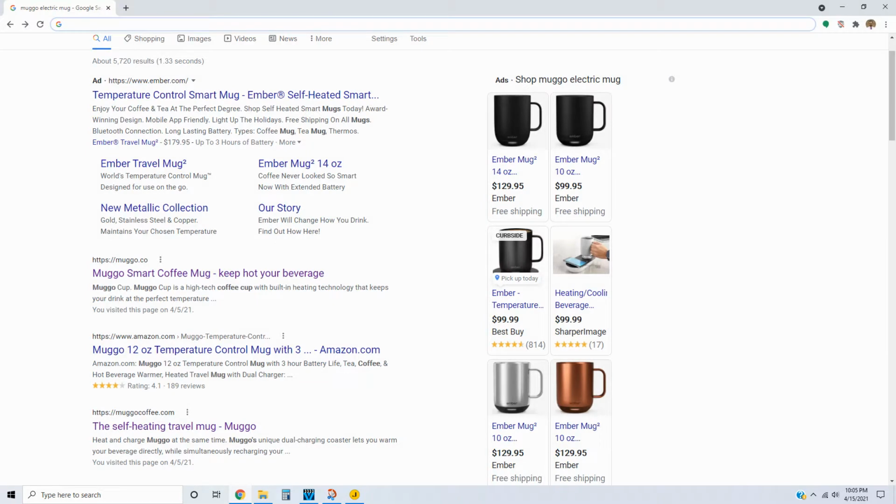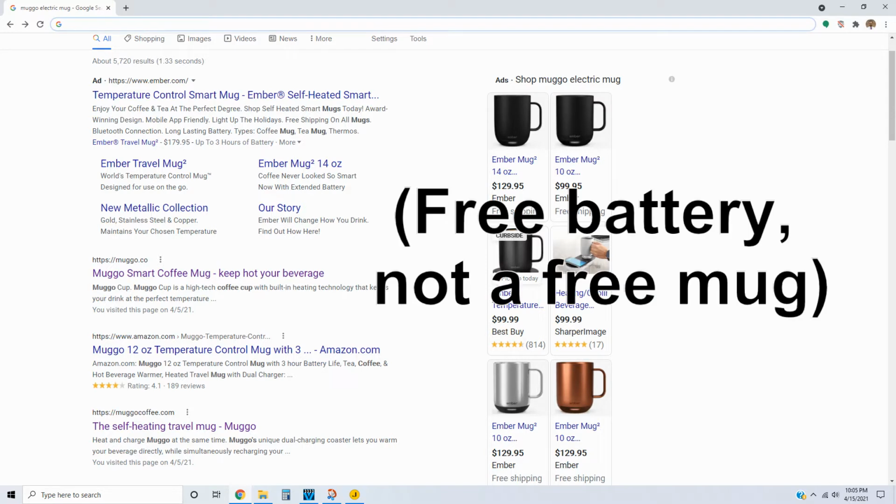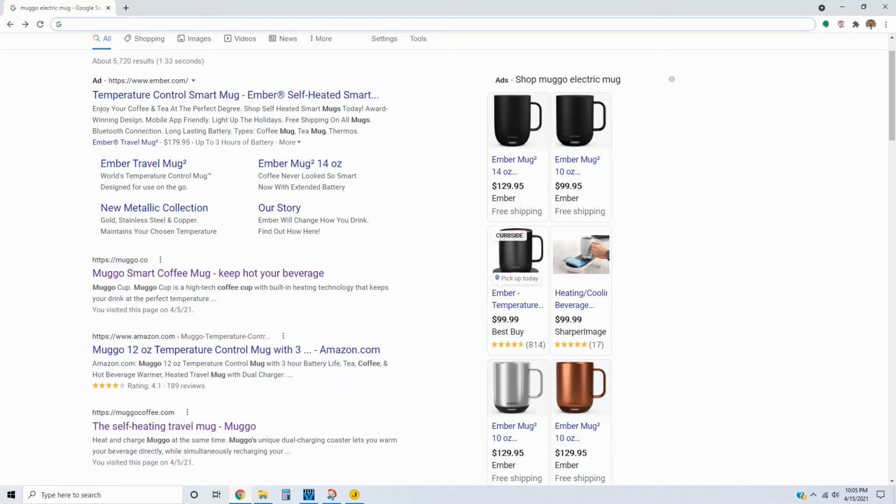I had only had my mug for about a month, so I figured they'd give me a free one if I could find out where to go. Muggo is kind of a small company, so I didn't have a lot of confidence I'd be able to find them. But when I searched the web, this is what I found. First, kudos to Ember for getting their ad at the top of a Muggo search. But then I came across two web pages, the muggo.co and the muggocoffee.com. I ended up going through muggocoffee.com and had some success there.